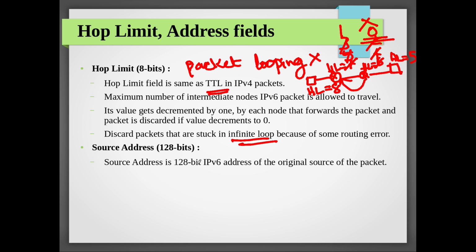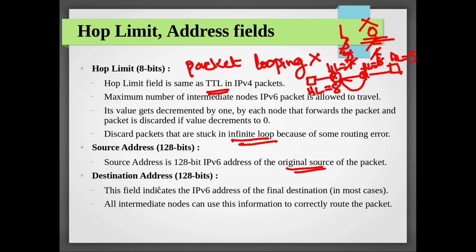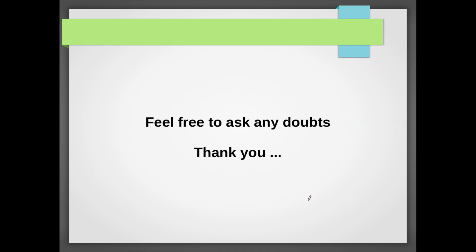And the source IP address, I already told you, is a 128-bit IPv6 address representing the original source. The destination IP address field indicates the IPv6 address of the final destination in most cases. All intermediate nodes can use this information to correctly route the data. There are some exceptions also, that we will see later. Okay, by this I am winding up this part of the presentation, where we saw in detail the IPv6 protocol header. So just look at the RFC for more details about it, the number I mentioned. Thank you.